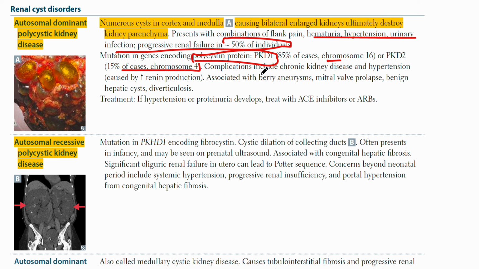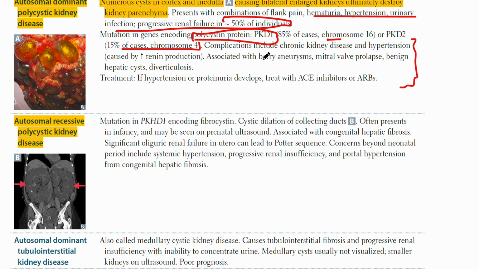in chromosome 4. The complications include chronic kidney disease, hypertension caused by increased renin production, and association with berry aneurysm. Berry aneurysm is the aneurysm of the anastomosis in the brain, right? So that is the reason for berry aneurysm. There are different reasons with different propensities, and also mitral prolapse can occur. Benign hepatic cysts and diverticulosis are also associated in this case.